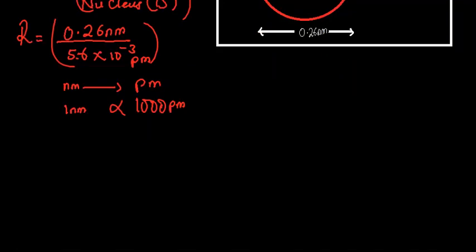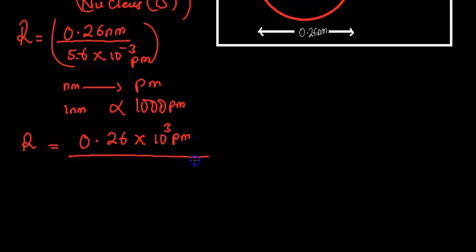You can choose to do it this way. You can state that our ratio is simply going to be 0.26 × 10^3, since we have to convert. Now it has become picometer. Divided by the diameter of our second one, which is for the nucleus, 5.6 × 10^-3 picometer. In this case, they all have the same unit.